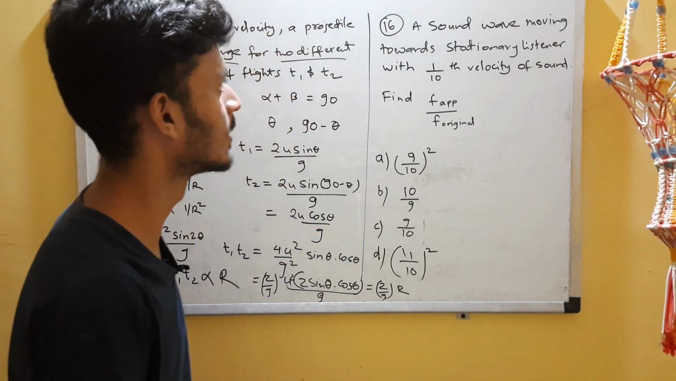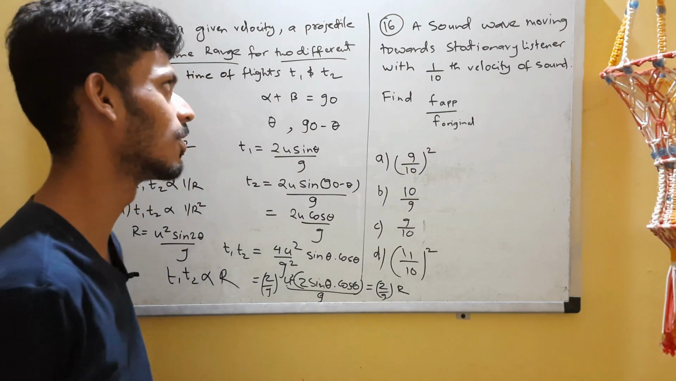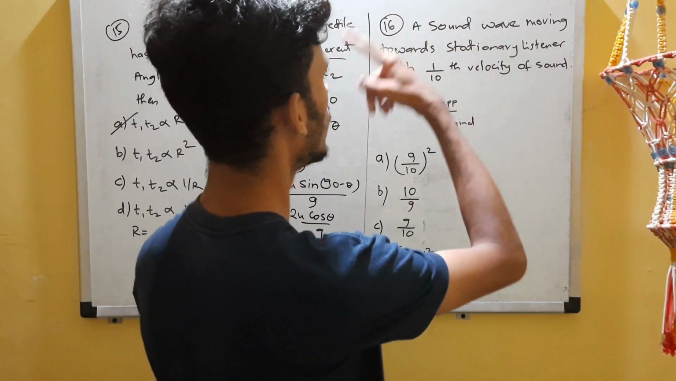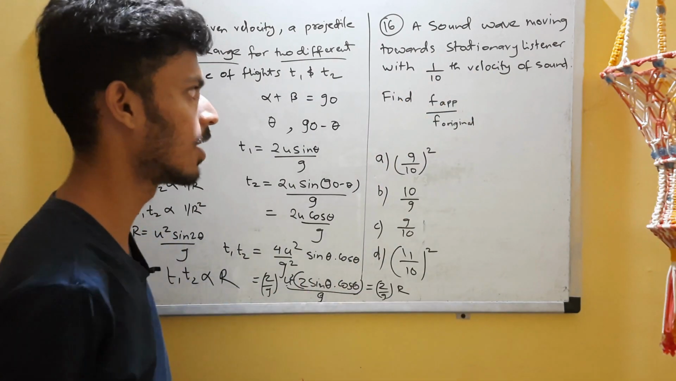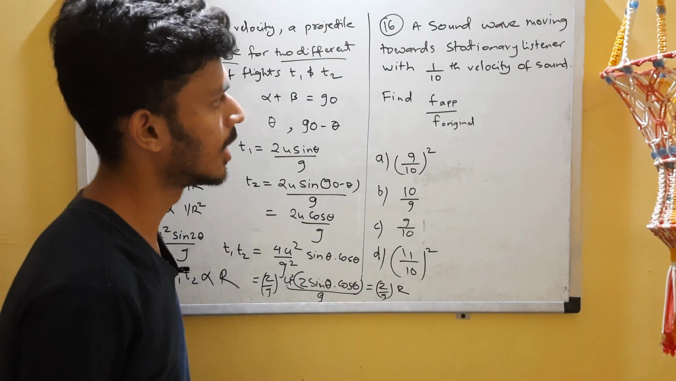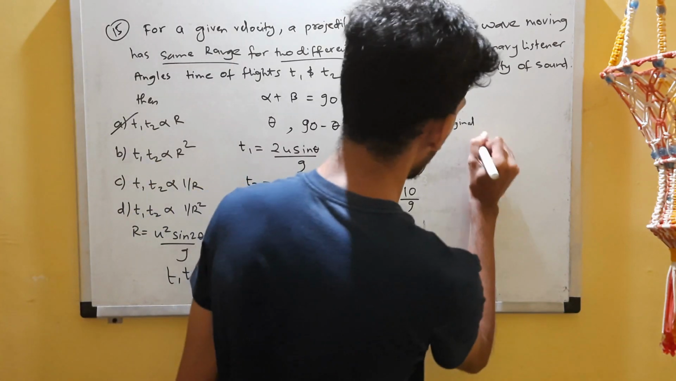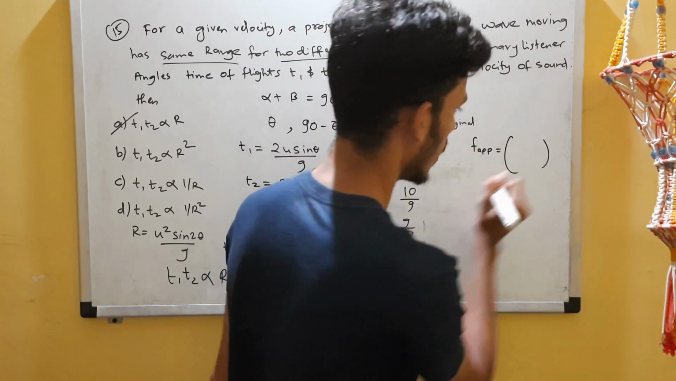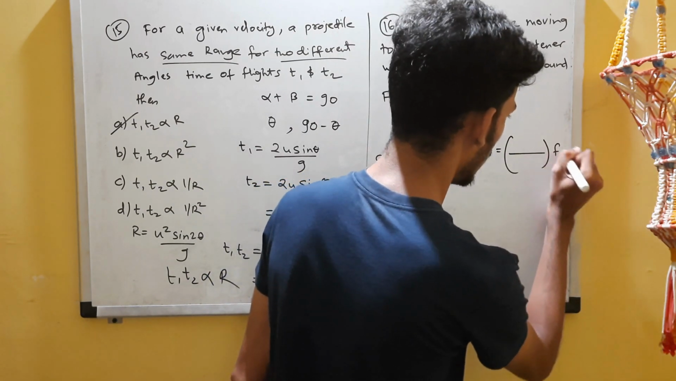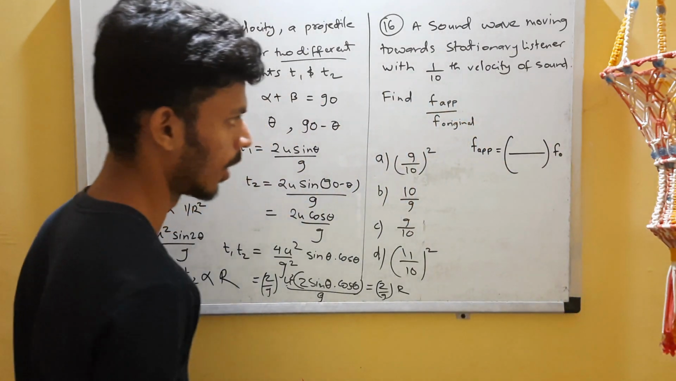Okay, yes. Now, here a question on Doppler's effect, one of the favorite topics of BITSAT. So, a sound wave moving towards a stationary listener with 1/10 of the velocity of sound. You are supposed to find the ratio of the apparent frequency to original frequency. Now, it's very simple. Apparent frequency is given as, here you'll have something, okay? I'll tell you about that something, times the original frequency. I'll write it as f0, okay?